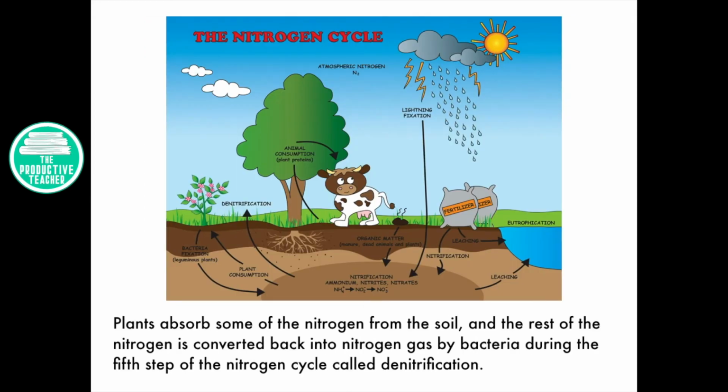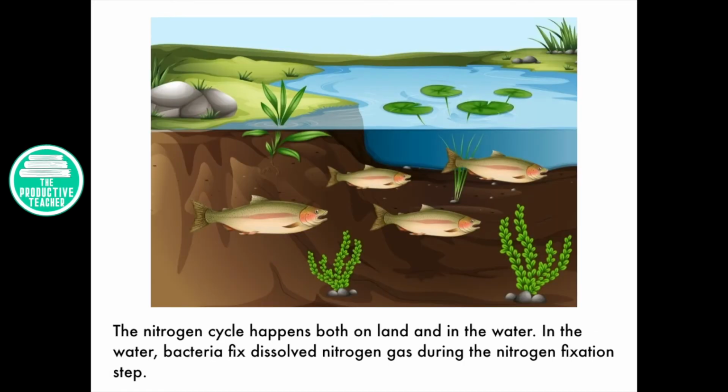Plants absorb some of the nitrogen from the soil, and the rest of the nitrogen is converted back into nitrogen gas by bacteria during the fifth step of the nitrogen cycle called denitrification. The nitrogen cycle happens both on land and in water.